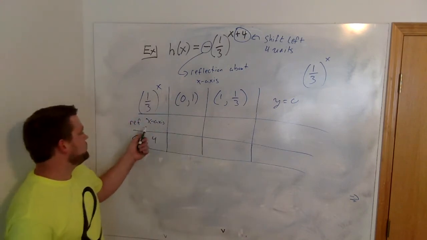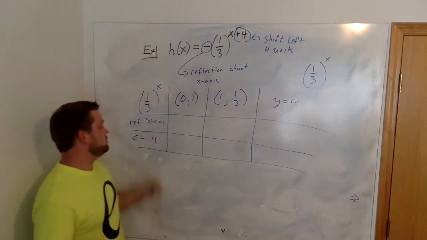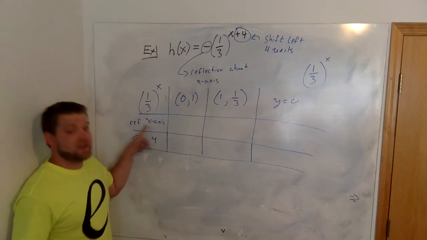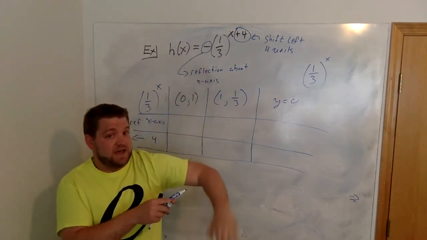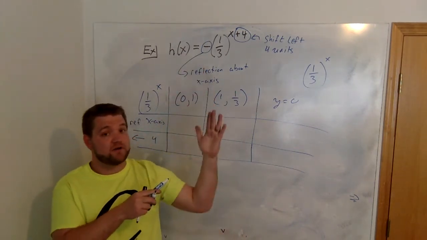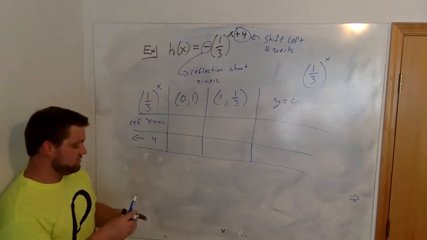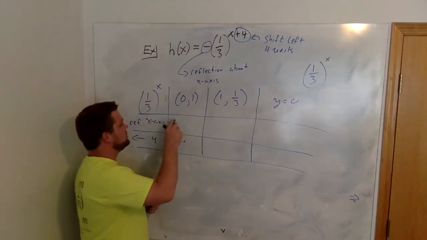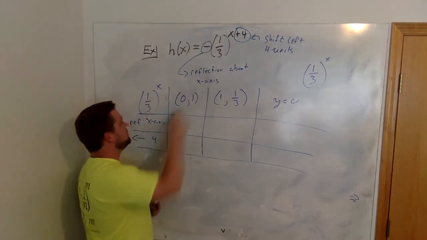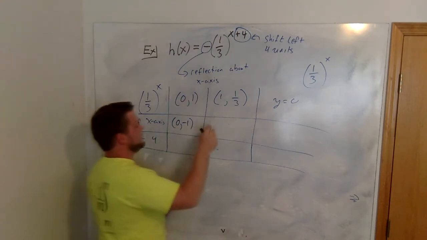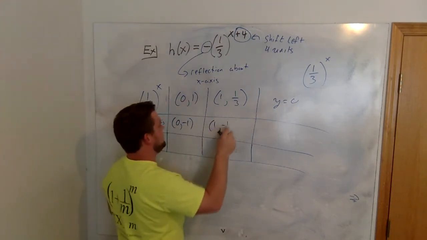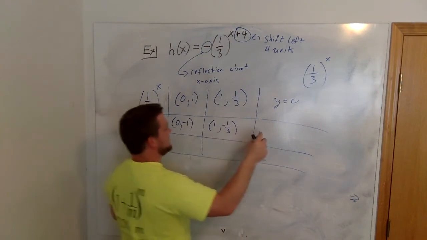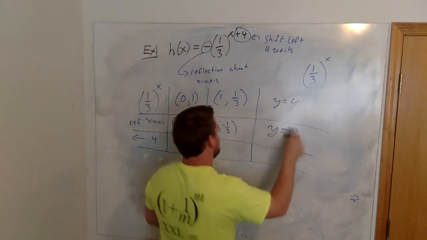Okay, so when we're reflecting over the x-axis, we need to think, don't be confused, this does not affect the x values. When I'm reflecting over the x-axis, this affects my y values. So I'm going to take all my y values and I'm going to make them negative. So here we'll have a 0 and a -1, and we'll have a 1 and a -1/3, and the horizontal asymptote will stay where it's at.